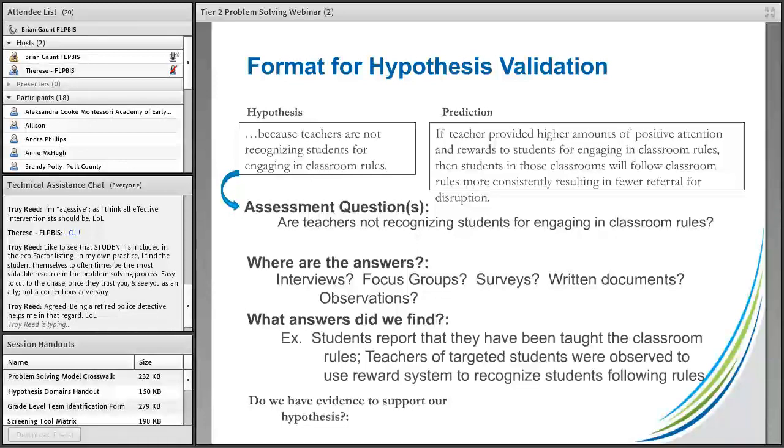And let's assume that we find out from student reports that the students themselves are reporting that they have been taught the classroom rules, and that teachers of the targeted students that we're thinking about for Tier 2 were observed to use the reward system and recognize those students for following rules. So at this point, and maybe at least one of you could answer in the chat pod for me, do you think we have evidence to support our hypothesis at this point? Remember, our assumption was that teachers are not recognizing these students, the ones that we're thinking about for Tier 2, for following classroom rules. You see the answers we found. Is our hypothesis valid? Yes or no?